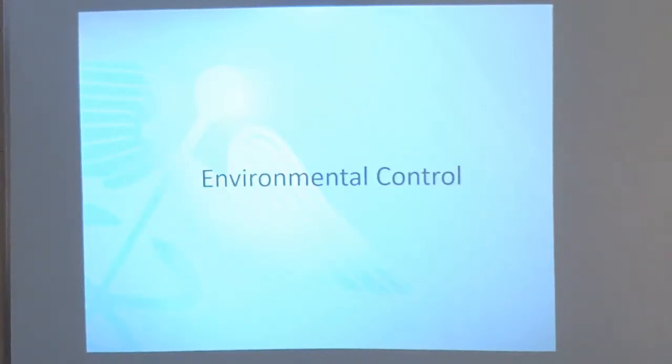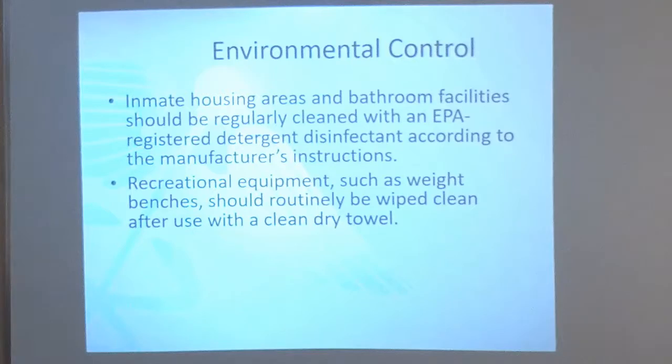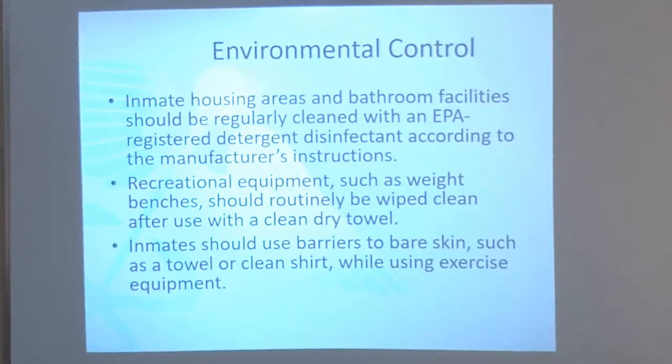Now, what about environmental control? In the inmate housing area, bathroom facilities should be regularly cleaned with an EPA registered detergent disinfectant according to the manufacturer's instructions. Then recreational equipment such as weight benches, which everybody uses, should be routinely wiped clean after use with a clean dry towel. Then inmates should use a barrier to bare skin, such as a towel or clean shirt, while using exercise equipment.